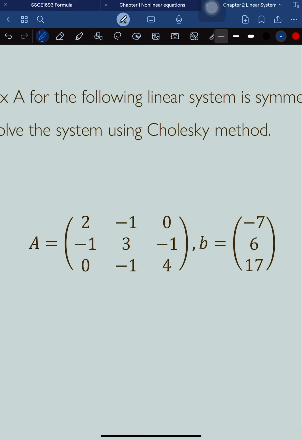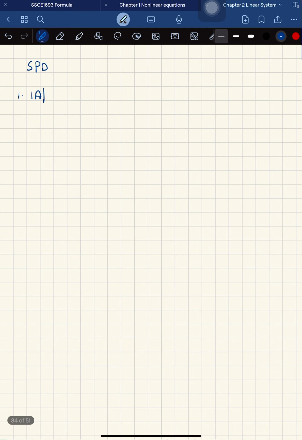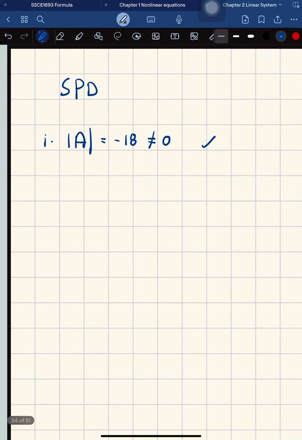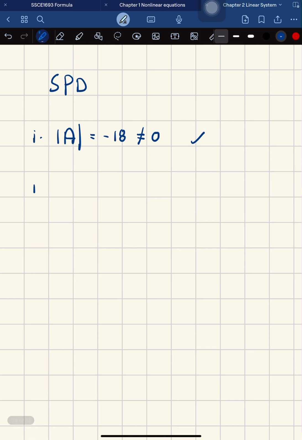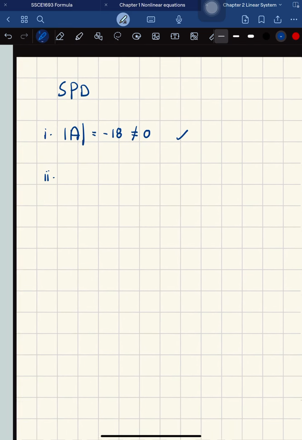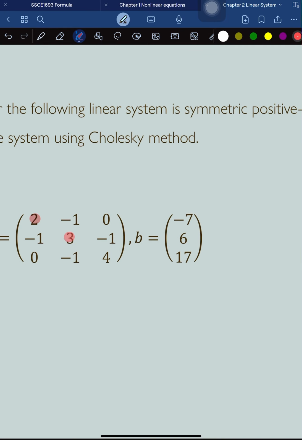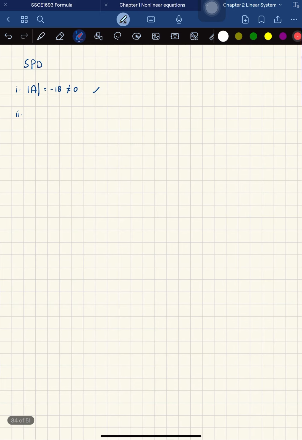So 2, negative 1, 0, negative 1, 3, negative 1, negative 1, and 4. Option, matrix, and determinant. Negative 18. Negative 18 is not equal to 0, so the first property is satisfied. The second property, the diagonal should be positive. The diagonal must be positive. Then yes.